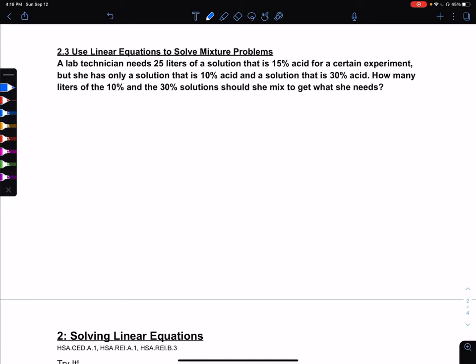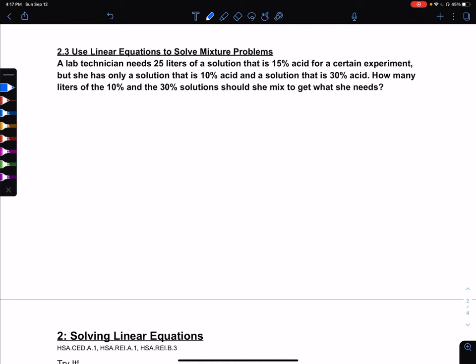Here we're going to look at topic 2, section 3, or example 3, sorry, where we use linear equations to solve mixture problems. So a lab technician needs 25 liters of a solution that is 15% acid for a certain experiment, but she only has a solution that is 10% acid and a solution that is 30% acid. How many liters of the 10% and the 30% solutions should she mix to get what she needs?